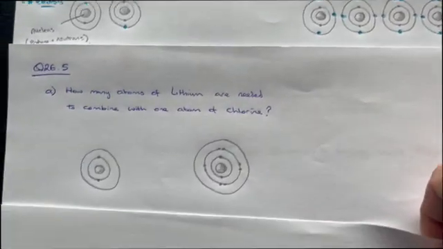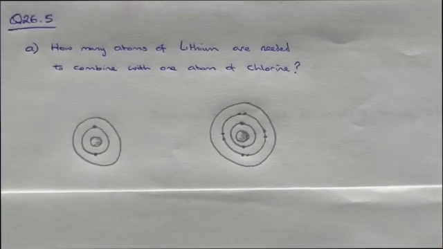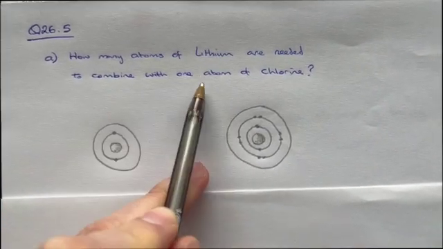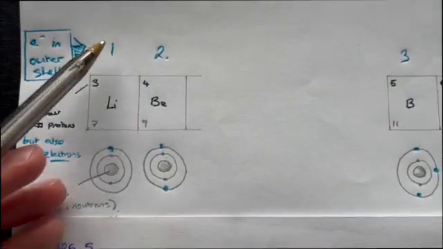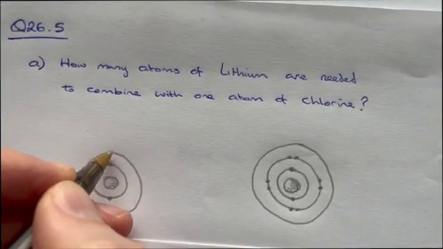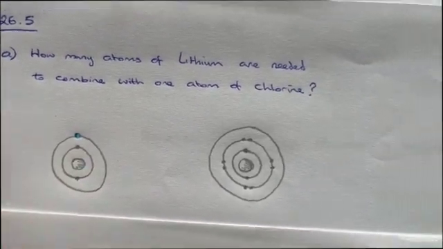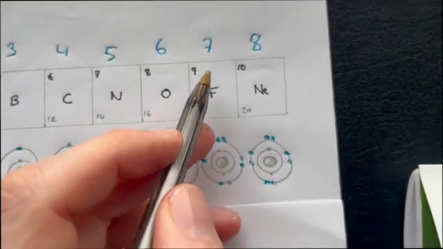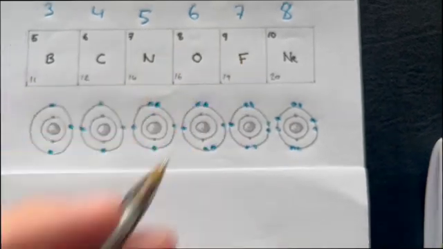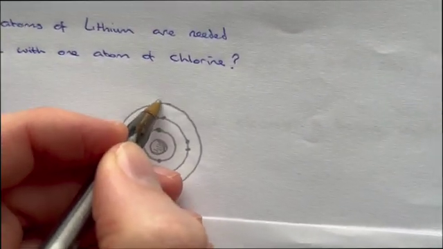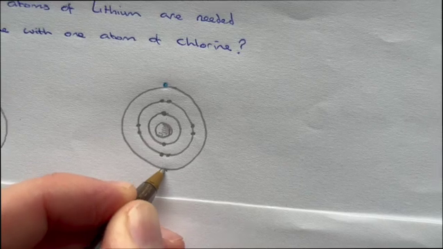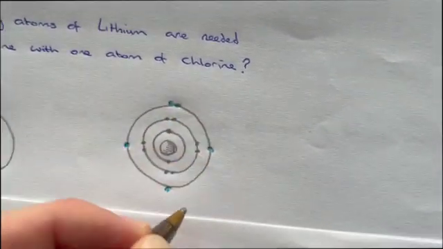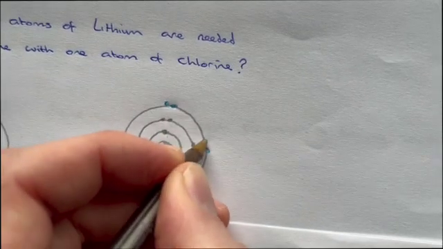So what that means then is, if I look back to my diagram here, how many atoms of lithium are needed to combine with 1 atom of chlorine? My lithium has 1 electron in its outer shell, as it's in group 1, so I can draw that. Chlorine is in group 7, like fluorine, and so it's going to have 7 electrons in its outer shell. So we have 1, 2, 3, 4, 5, 6, 7.